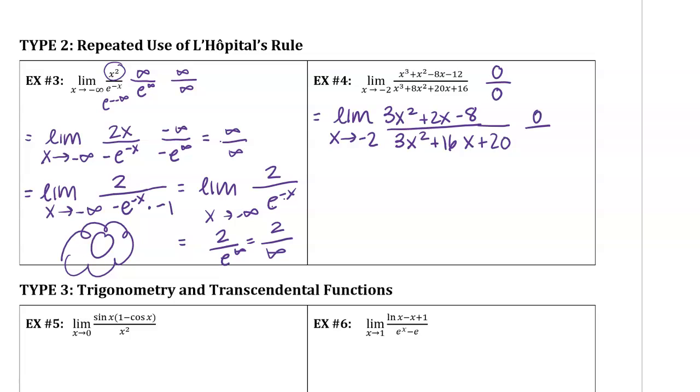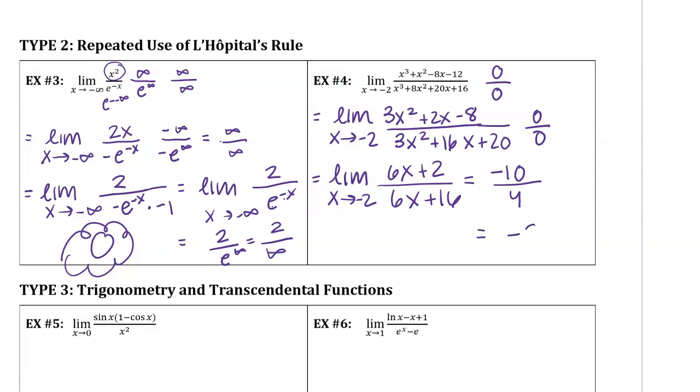Guess what? We still get 0 over 0. So we take the derivative again. So we get 6x plus 2 over 6x plus 16. Now we can put in negative 2 and we get negative 10 over 4, which is negative 5 halves.